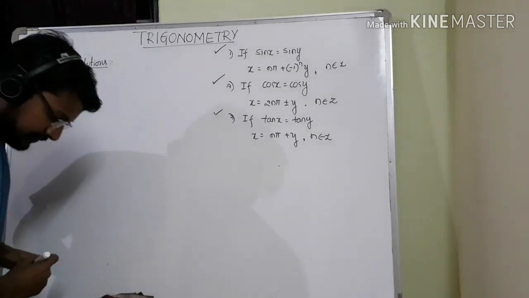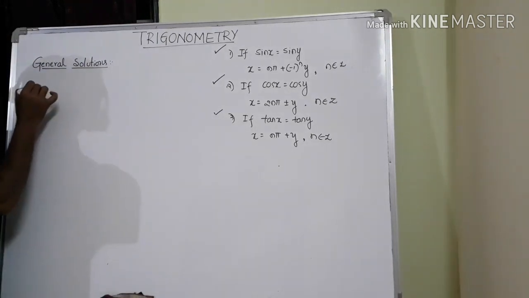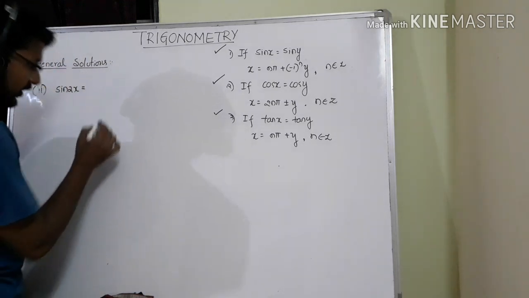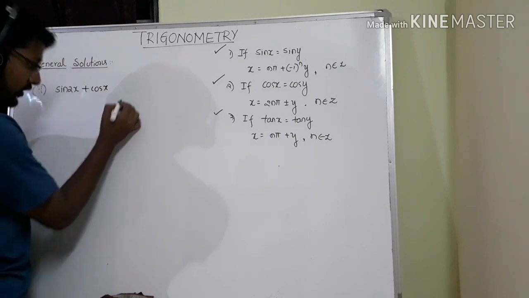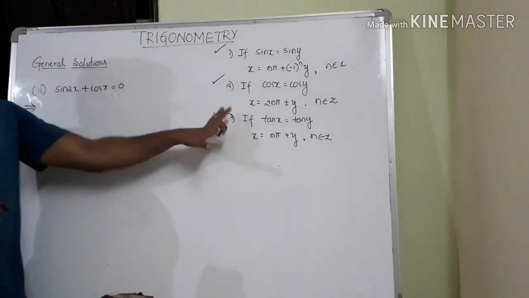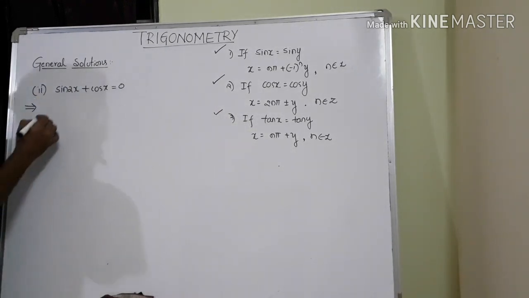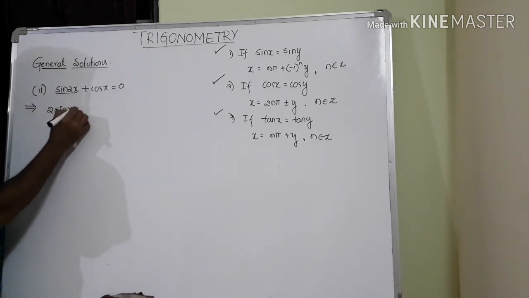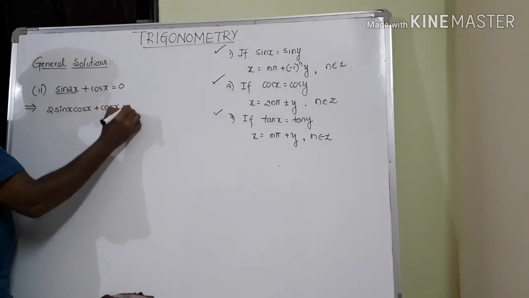So let's go to the next question. The next question says, sin 2x plus cos x is equal to 0. To solve this particular question, along with this basics, you should know one more basics. That is, sin 2x can be written as 2 sin x into cos x, and this cos x as it is, which is equal to 0.